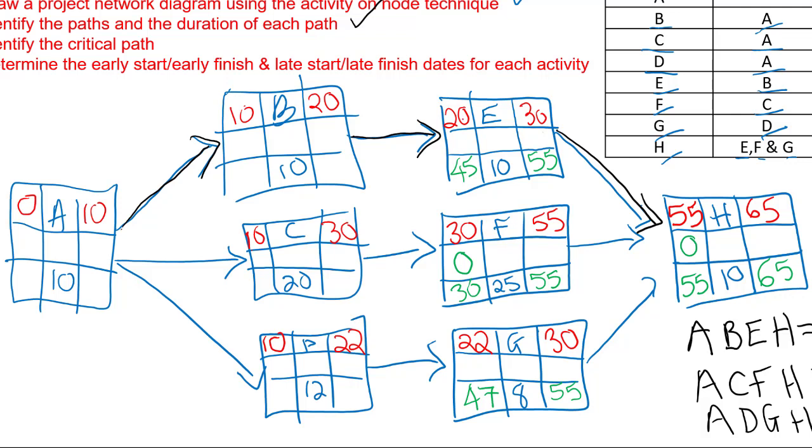However, here 20 from 45 is 25. This means we have a slack or a float of 25 on task E. And down the bottom, 22 from 47, it also equals 25. So we have slack or float there of 25 on G.